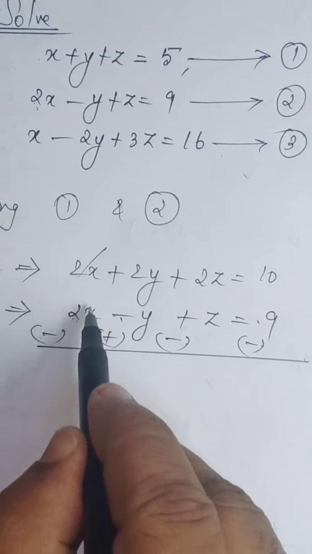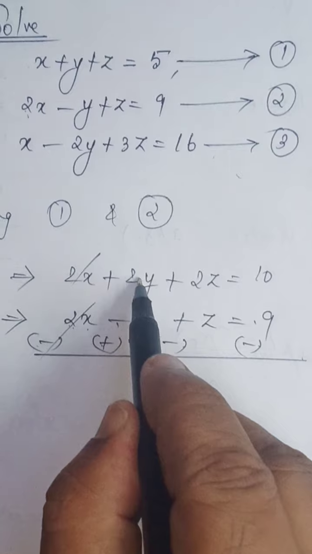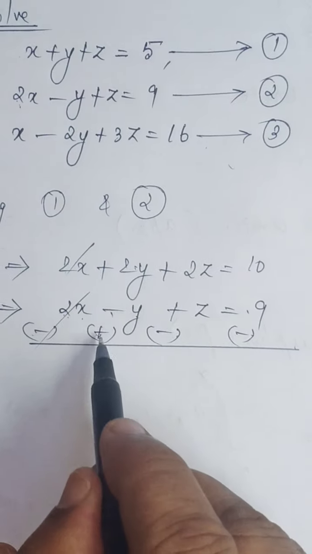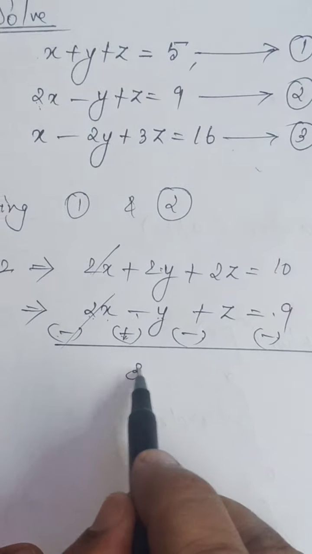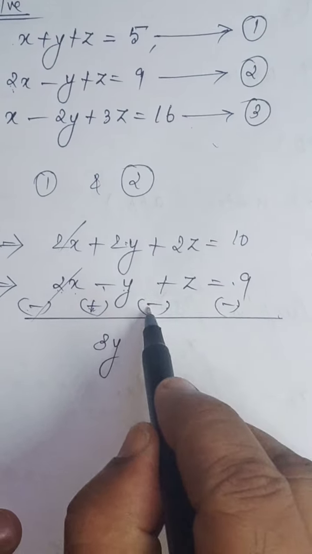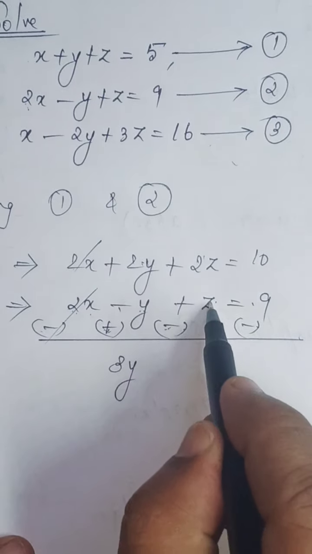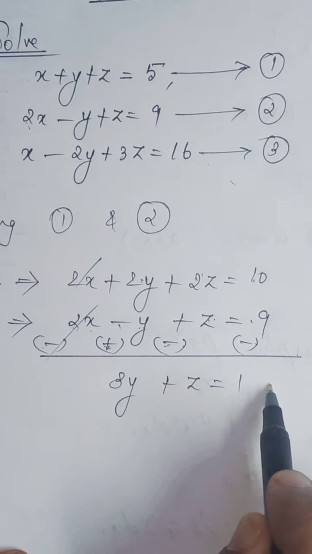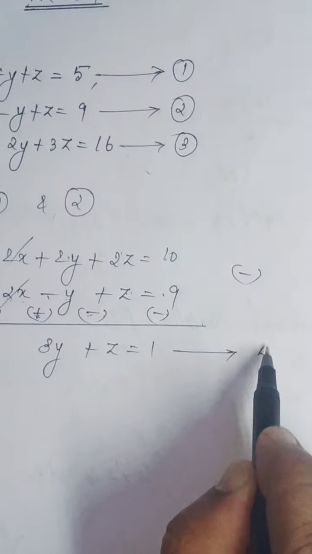Now plus 2x minus 2x direct cancel. Plus 2y, have to consider this plus y. So plus y plus 2y, that is plus 1y plus 2y, that is equal to 3y. 2z minus 1z, that is equal to z. 10 minus 9, that is equal to 1. So equation number 4. Already we have 3 equations.